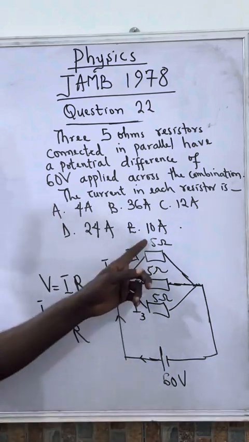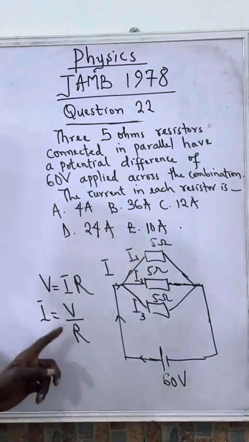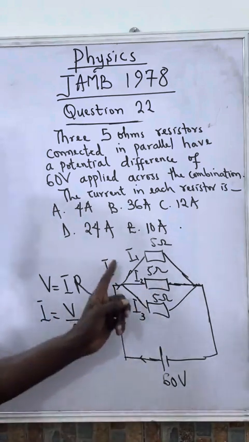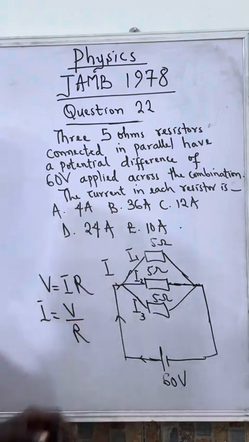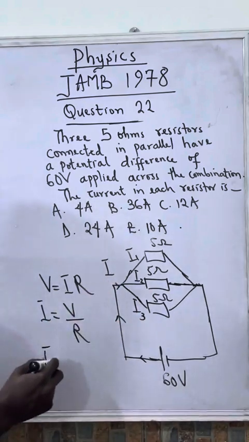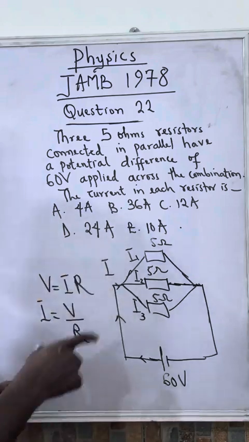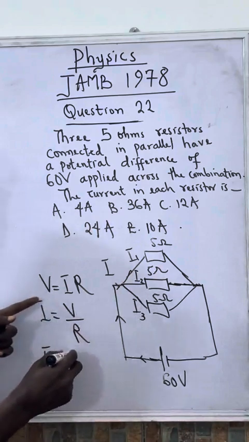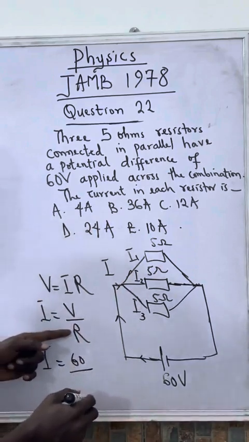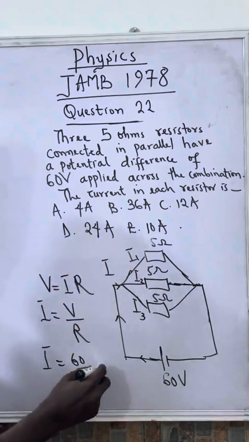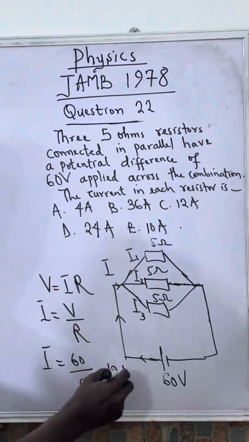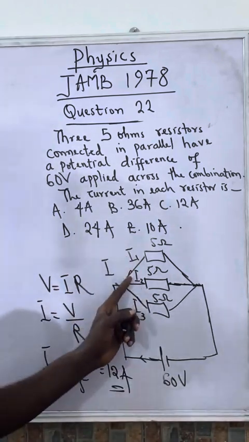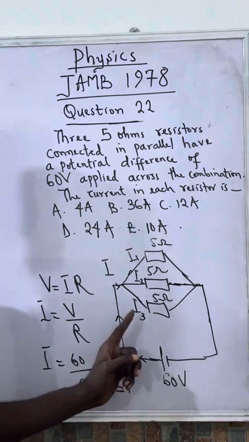Since all of them have the same 5 ohm resistor and the same voltage supplies that current, the current passing through each one of them, I1 equal to I2 equal to I3, will be equal to 60 volts over 5. This will give me 12 amperes. So I1 will be 12 amperes, I2 will be 12 amperes, I3 will be 12 amperes.